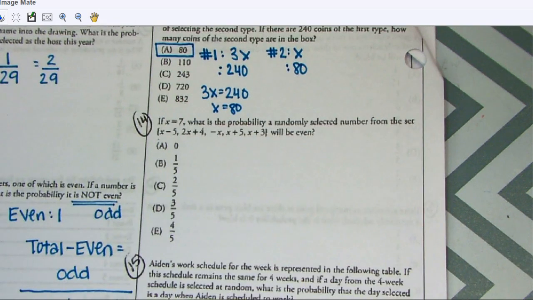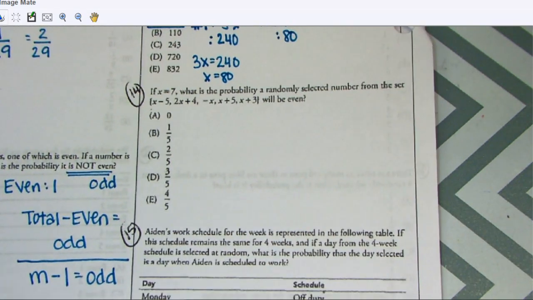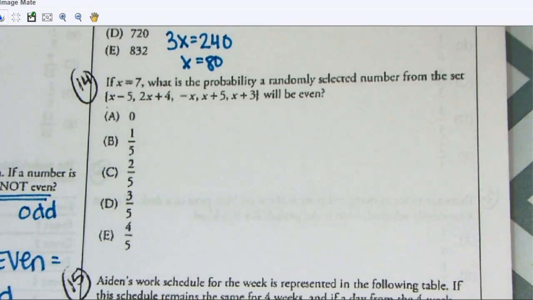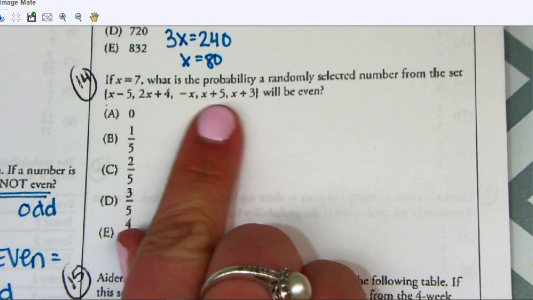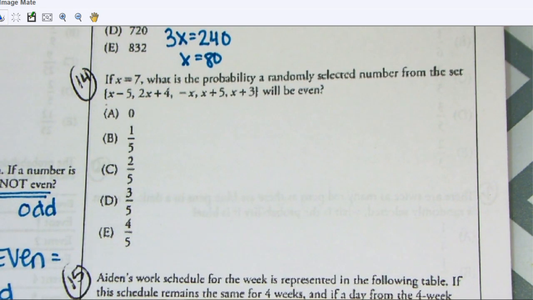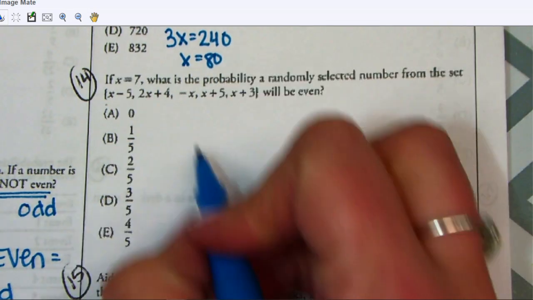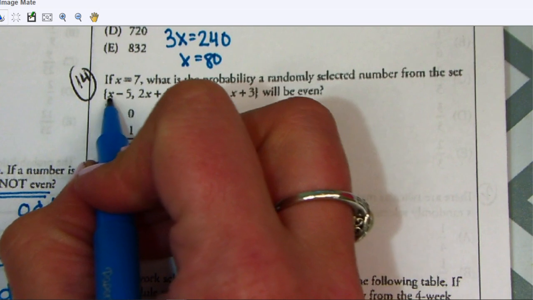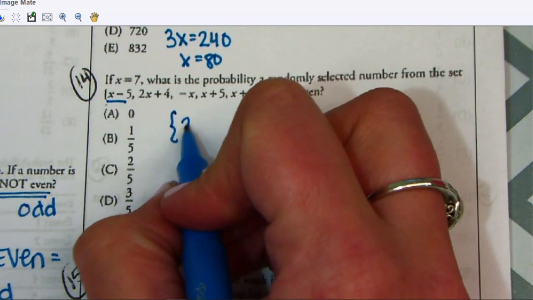Number 14 is not as difficult as it looks. It kind of looks intimidating. It says if x equals 7, what is the probability of randomly selecting a number from the set that gives you all these x's and stuff, and it will be even? All you have to do is plug this 7 in. The first number in the set is x minus 5. So x minus 5, or 7 minus 5, is 2.